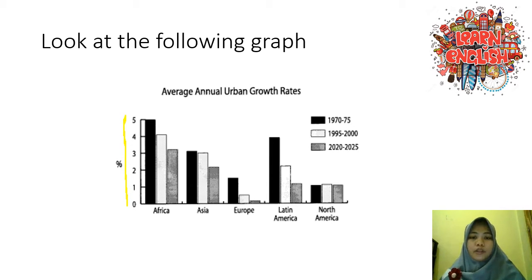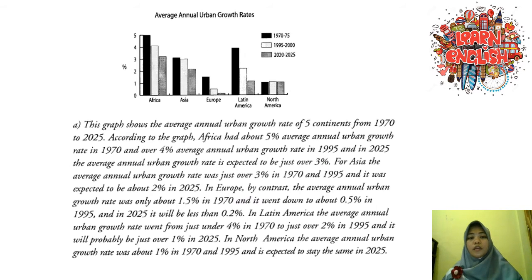Okay, and you have other information here about the year. So you have 3 periods of years here, and you have the numbers here, and also you have the continents here. It is very important for you to look carefully at the tables or the graphs so you don't miss any single piece of information there. I would like to show you an example of writing about this graph, yeah.